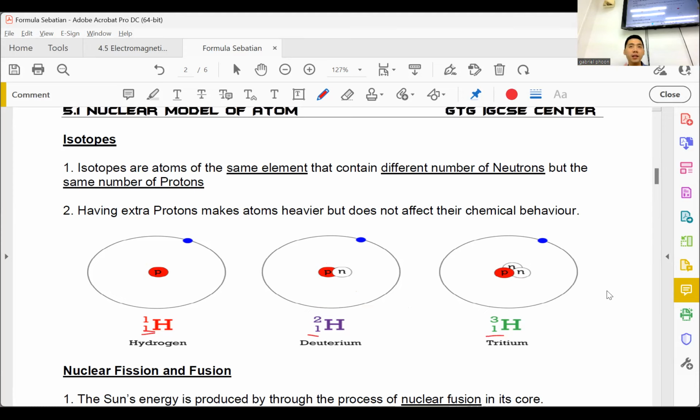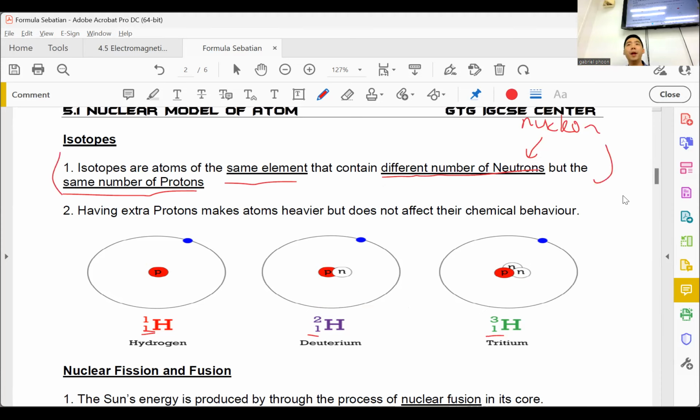And the answer is dead straightforward, guys. They'll say define what an isotope is. You're going to say isotopes are atoms of the same element that contain different numbers of neutrons but the same number of protons. But this one here, you can interchange. You could even say nucleon number is acceptable as well, guys. It's acceptable.